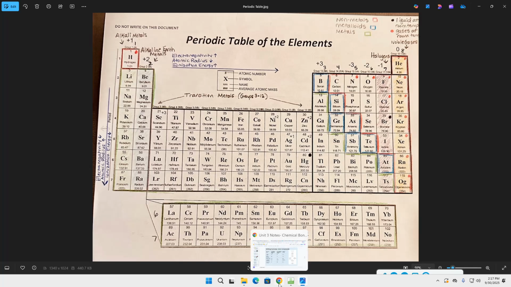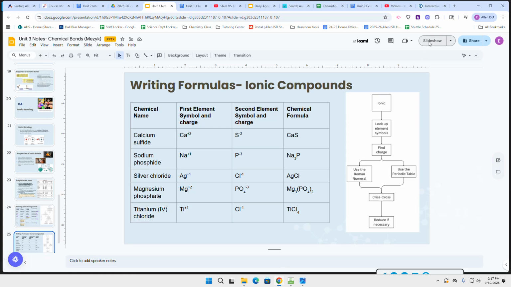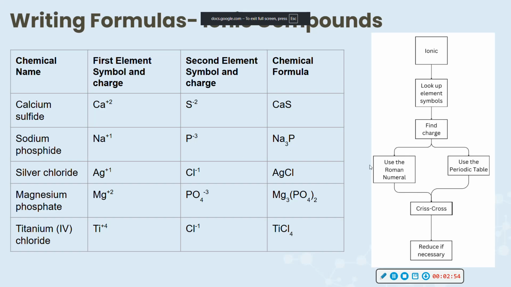So these have different charges. So now when I want to make my formula, I need to do the crisscross method. So this positive 1 is going to crisscross and it's going to drop below the P. This negative 3 is going to crisscross and drop right below my Na. So I have the formula Na3P.